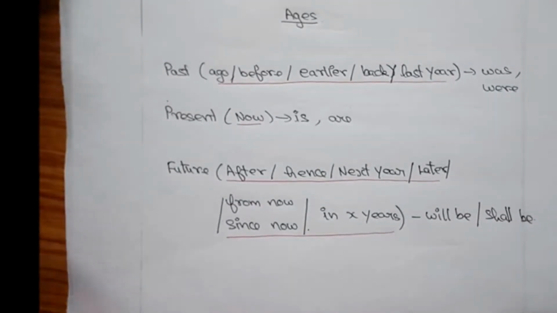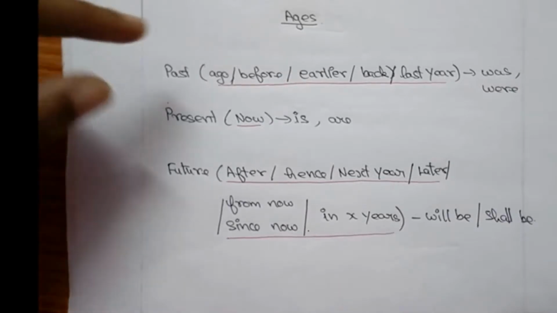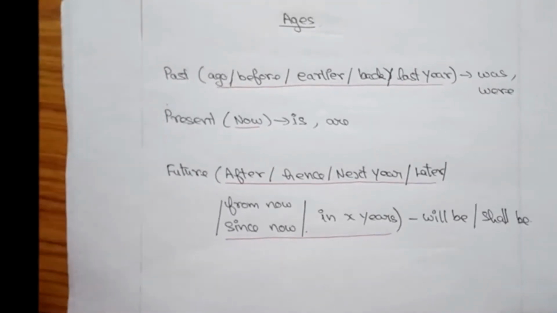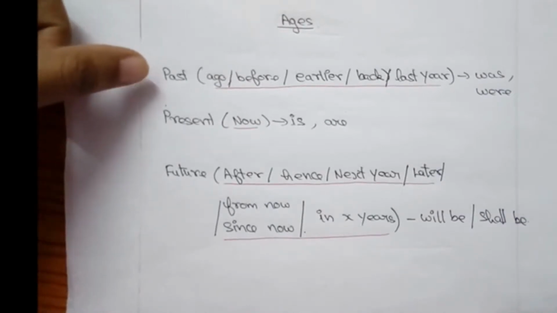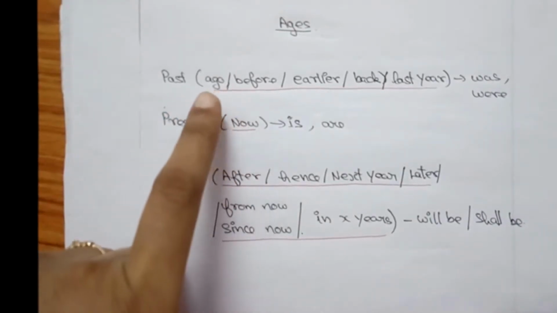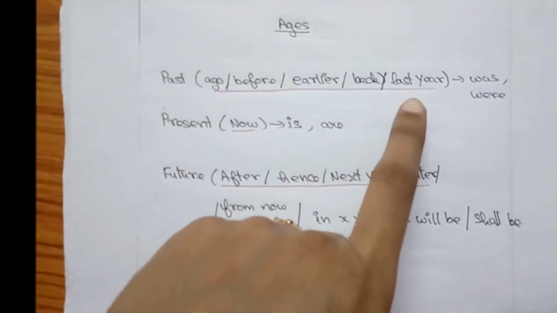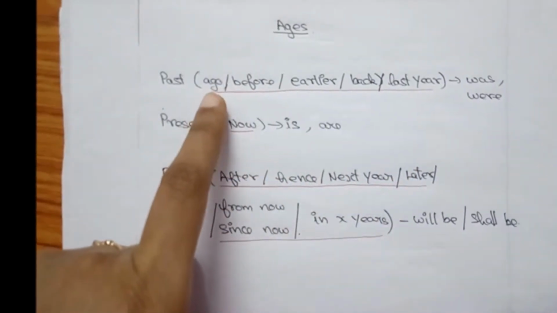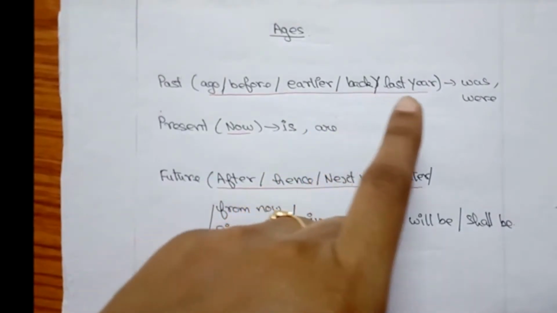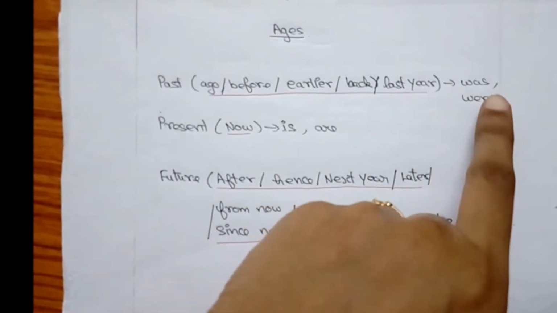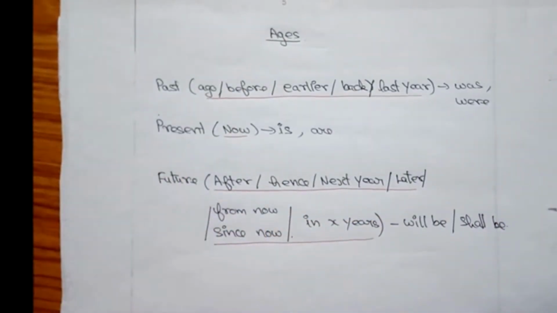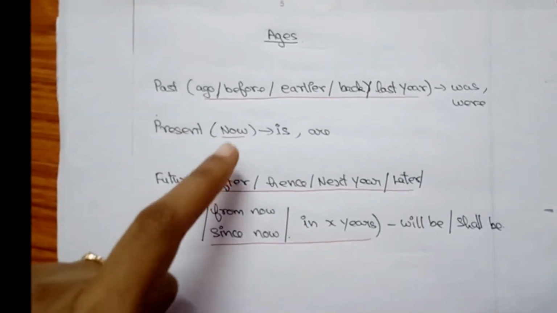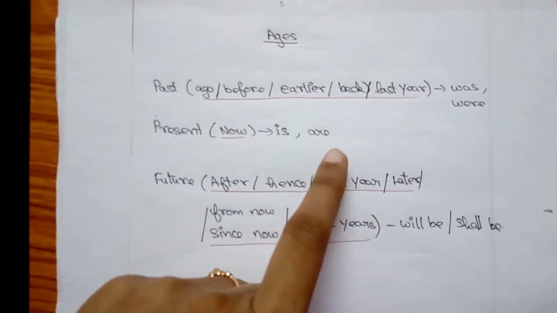These are the few points which I am going to tell about ages. See, in ages we will deal with past, present and future. To represent the past in the question, they will use words which I have underlined here, that is ago, before, earlier, back or last year, with the words was or were. Okay, so to represent the present term in the equation, they will use now with is, are.